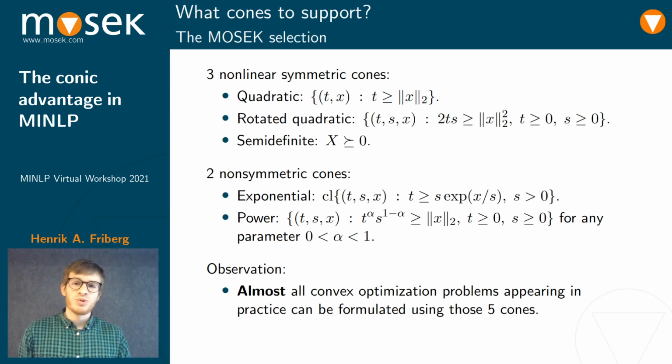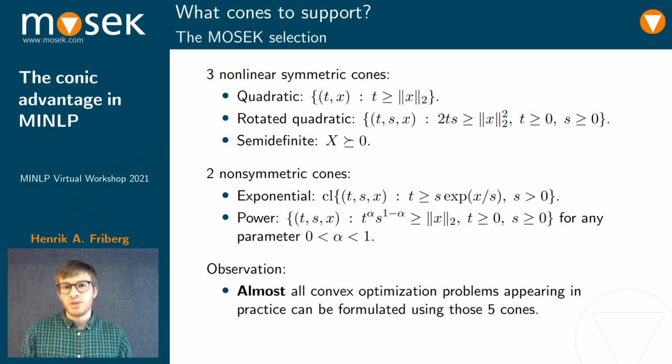At MOSAIC, we also implemented 2 non-symmetric cones after a lot of effort. And with this effort, the non-symmetric cones are now comparable in performance to the quadratic cone, or at least almost. This is the exponential cone, which can be used to represent exponentials and logarithms, and the power cone, which is a generalization of the rotated quadratic cone to simple powers.